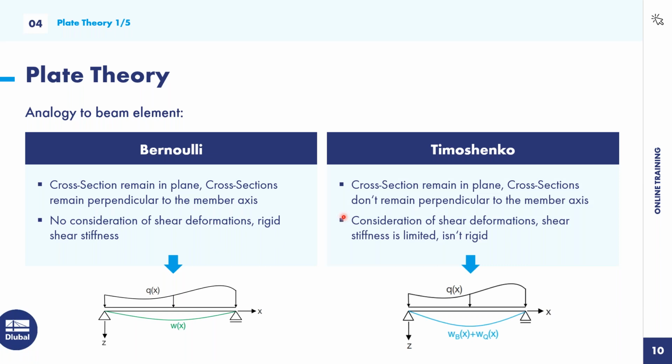So, and the opposite of this Bernoulli beam is the Timoshenko beam, also called the deep beam. And there we have the following assumptions. The cross-section remains in plane, yeah, but the cross-section doesn't remain perpendicular to the member axis after the deformation. So we consider shear deformation, and through the shear deformation we get also higher deformation, which is also more realistic. So the shear stiffness is limited, and isn't rigid. So you can see here, we get here deformation by bending, but also deformation by shear.